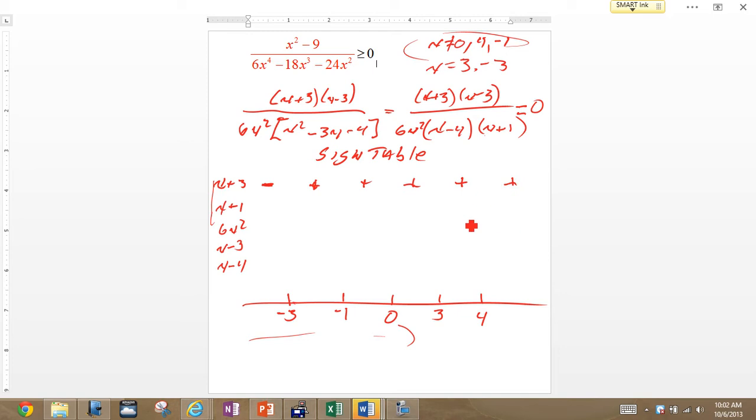Just make sure these regions are lined up. So in other words, x plus 3 transitions from negative to positive, left and right of the negative 3 value. Likewise, x plus 1, which is 0 at x equals negative 1, transitions from negative to positive, left and right of this value of negative 1.